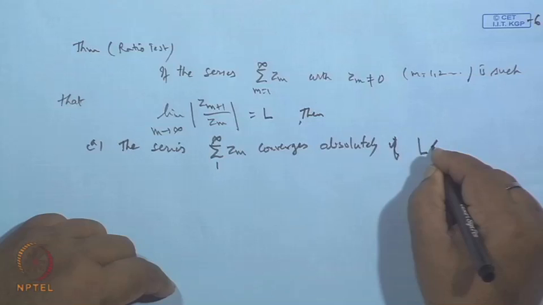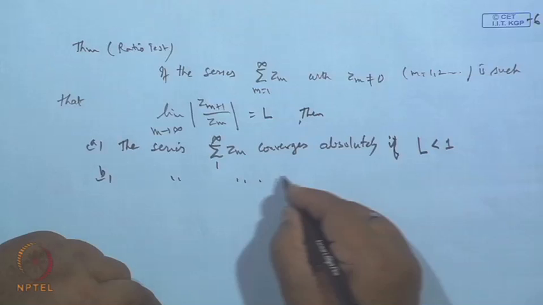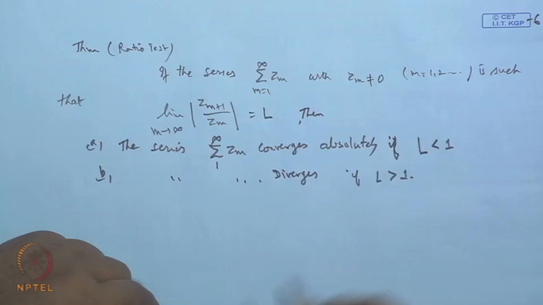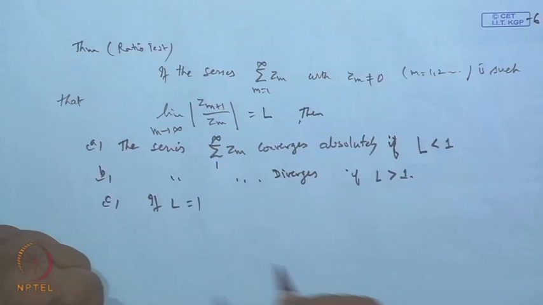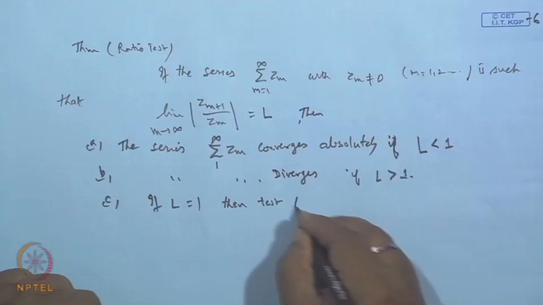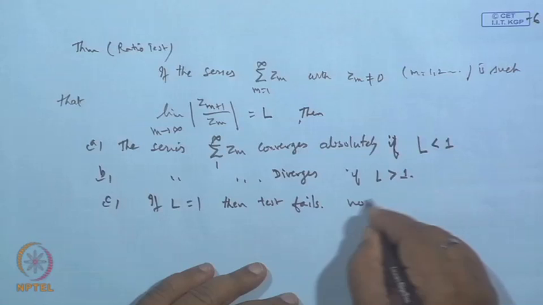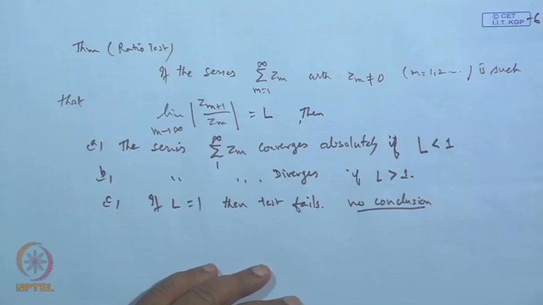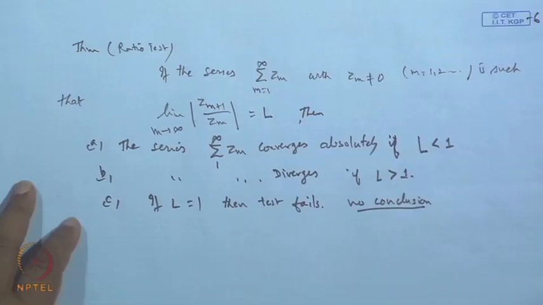The series sigma Zm diverges if L is strictly greater than 1, and for L equal to 1, the test fails. It means nothing can be predicted. No conclusion. In this case, the series may be convergent, may be divergent. We have examples where the ratio limit is 1 and the series diverges, and where the ratio limit is 1 and the series converges also.